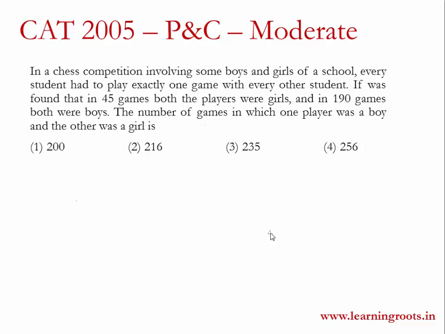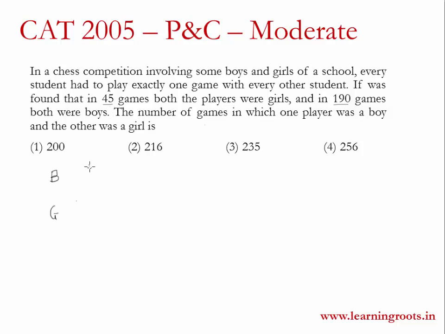Now, when you look at a question, the first thing that you need to do is understand what the question is trying to ask you. And the second thing is to dissect that particular question. So, if I look at the question, what are some of the important things here? There is a certain number of boys, so let's let that number be B, and a certain number of girls, and let that number be G. Now, when both the players are boys, you have a total of 190 games, and when both are girls, you have a total of 45 games.